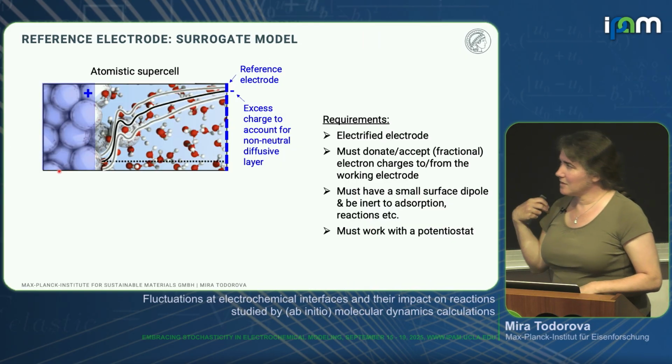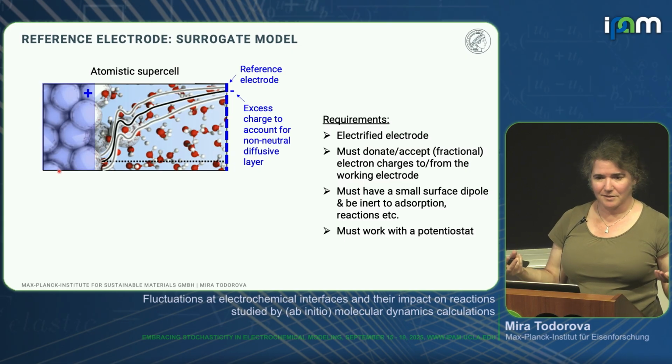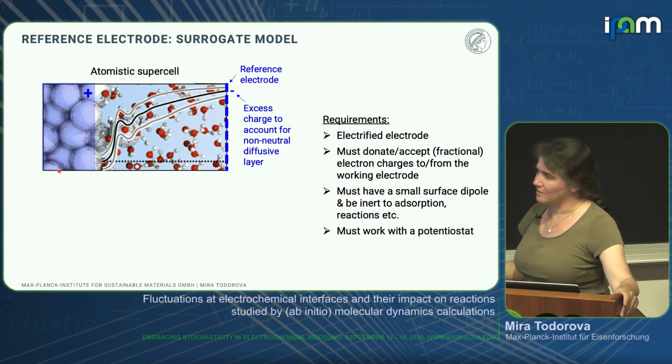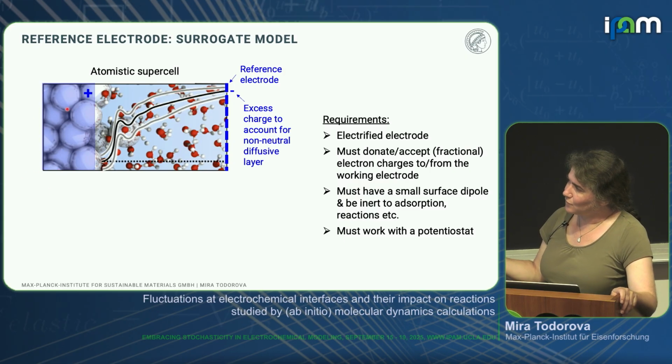Now, the first question that I have to ask is, how do I get charge in my system? Because I'm having periodic boundary conditions. So what are the requirements that I would have? I would like to kind of charge my working electrode here, and maybe I can do something like in experiments, so have kind of a reference electrode.